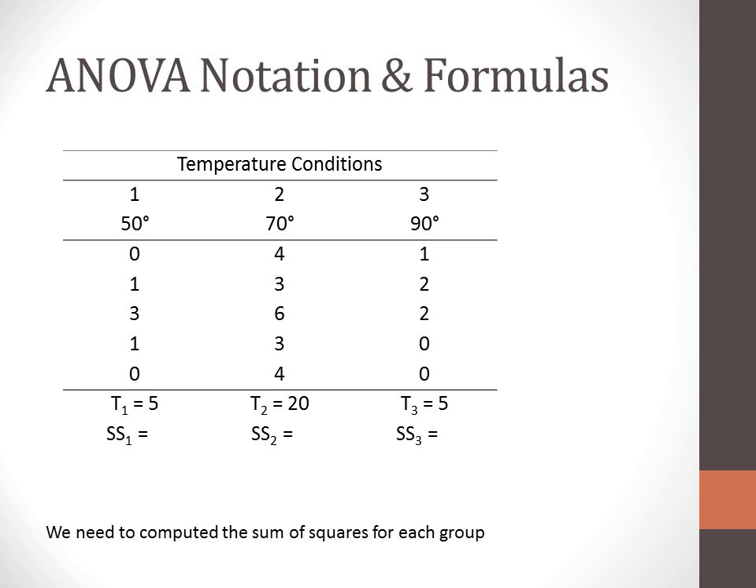So sums of squares, the notation is the same as before. It's represented by SS, and then we have a subscript to represent each of the samples. And so the following values are the values for the sums of squares.